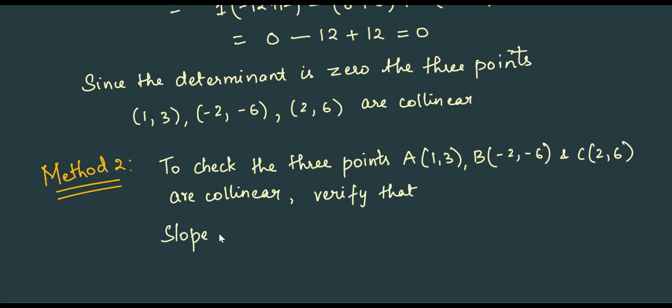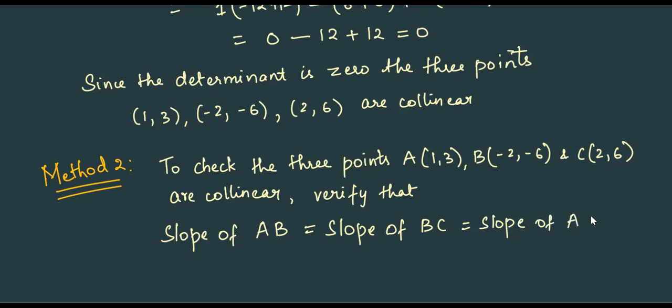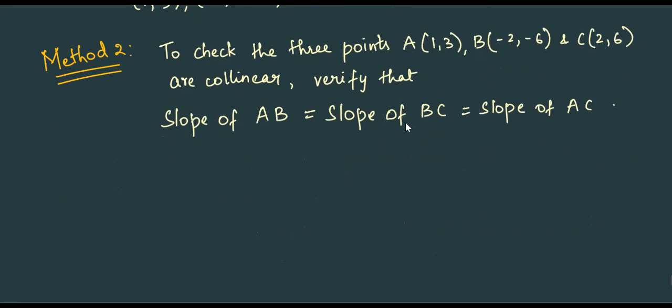slope of AB is equal to slope of BC is equal to slope of AC. It need not be all 3 of them. Of these 1, 2, 3, take any 2, they should be equal. So if the slopes are equal, then the points are collinear. Okay, AB and AC, AB or BC, or BC or AC. So anything you check, it should be of the same slope.